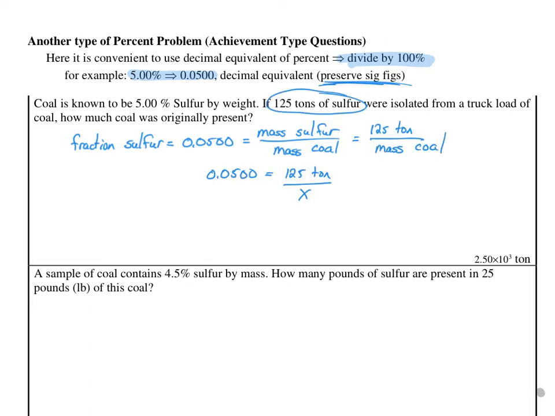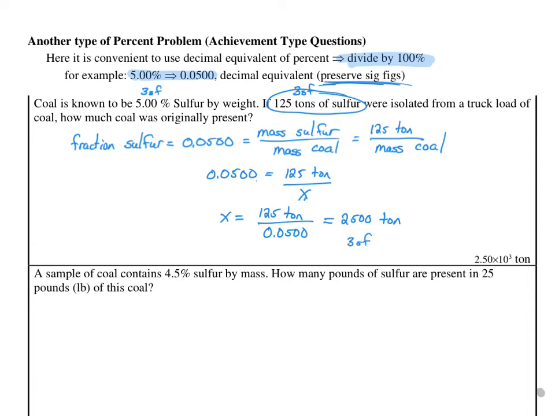Okay, we can rewrite now 0.0500 is equal to 125 tons over x, and we simply solve for x. When we solve for x, we see the mass of the coal is 2,500 ton. Now we need to worry about the sig figs. We see that we have 3 sig figs in the percent number. We also have 3 sig figs in our only other number in the problem, so we need to use 3 sig figs in our final answer.